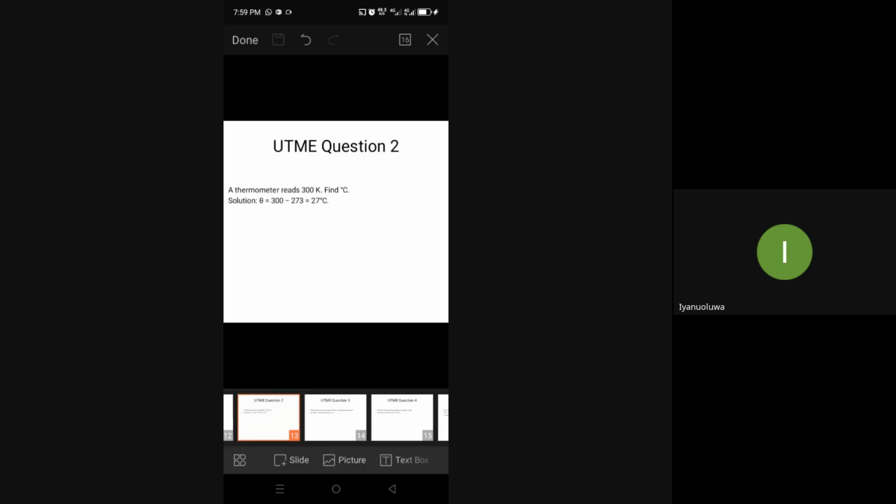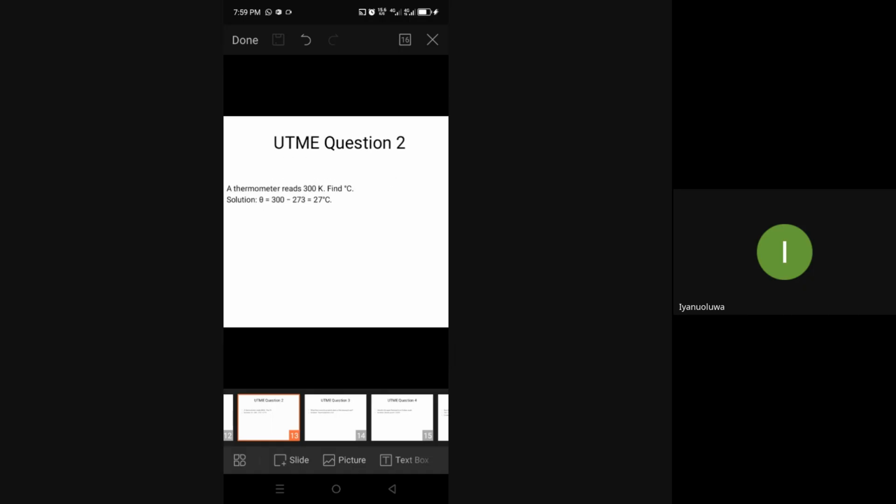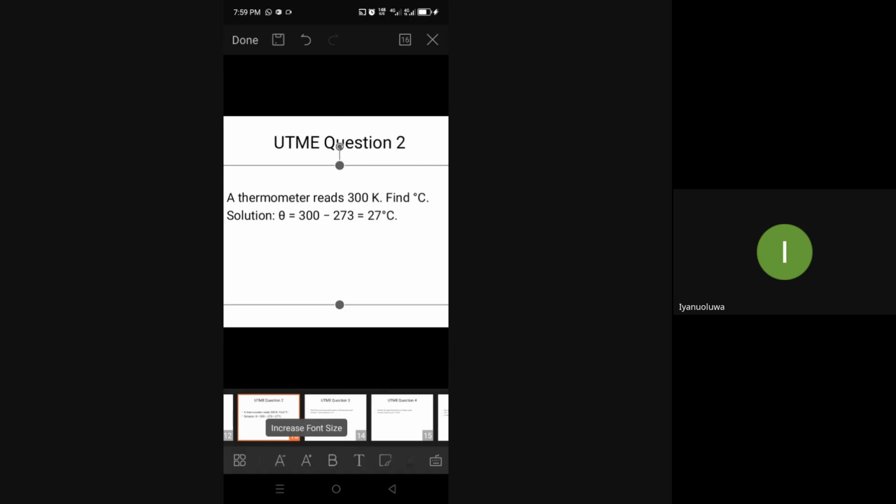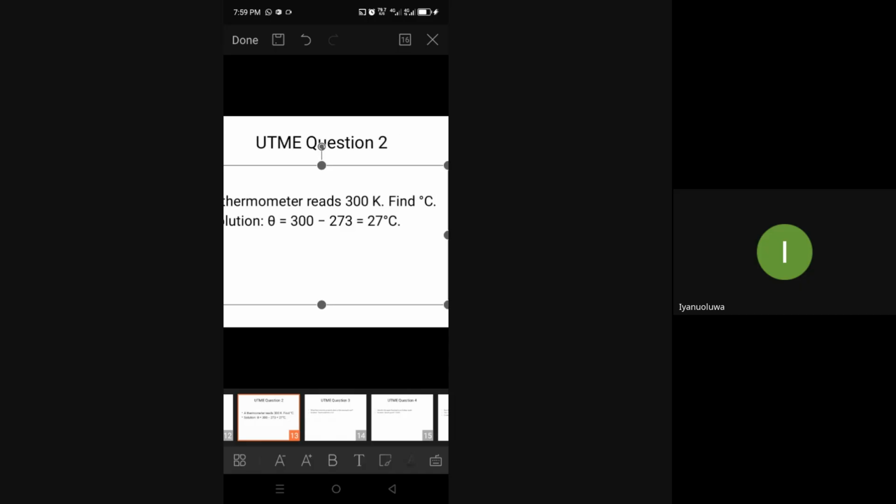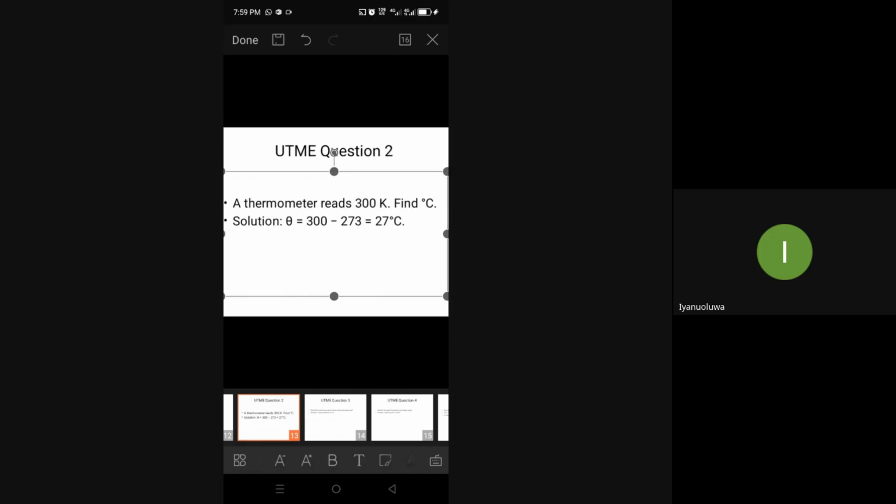A thermometer reads 300 Kelvin. Find the degree Celsius temperature. I don't think this one should be hard for anybody. A thermometer reads 300 Kelvin. That's the temperature in Kelvin. I've just given you a formula that temperature in Kelvin is temperature in degrees Celsius plus 273. So if you are now looking for degrees Celsius, it will be temperature in Kelvin minus 273.